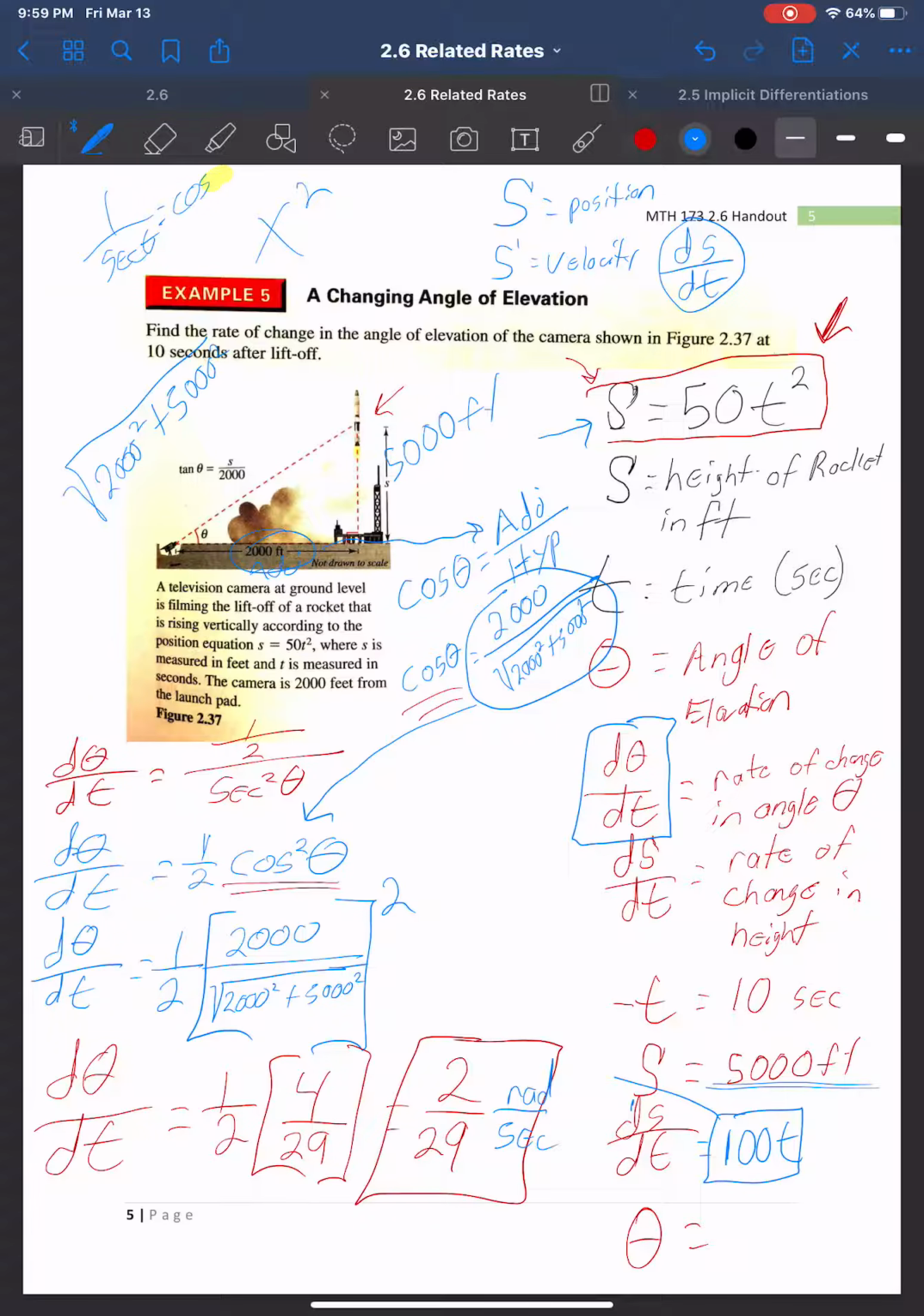So what did we just do? Well, here's what we did. Here's a camera, and the camera wants to see the rocket, and the camera needs to rotate, right? This direction needs to rotate 2/29 radians per second if you want to keep it in the viewing lens throughout the entirety of the launch.